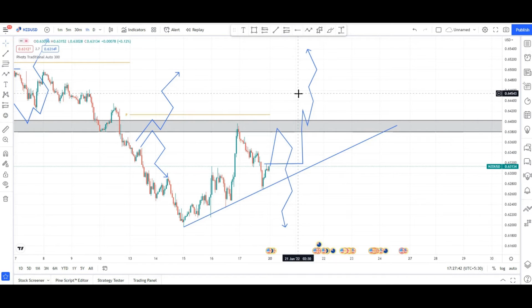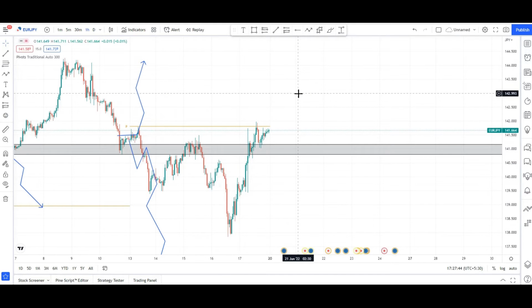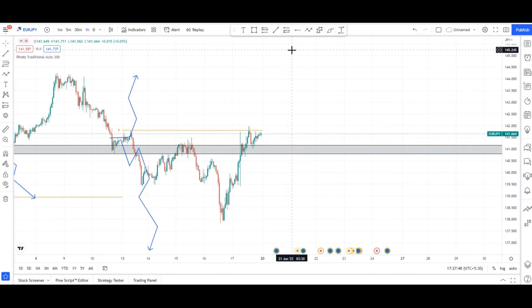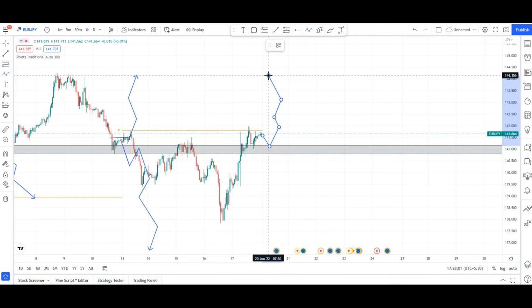Next major forex pair is euro versus JPY, the Japanese yen, euro versus Japanese yen. You can see here it is continuously taking support. Once again, if it takes support, then you can expect your first target, second, third, fourth, and you can even go for a bigger target too.